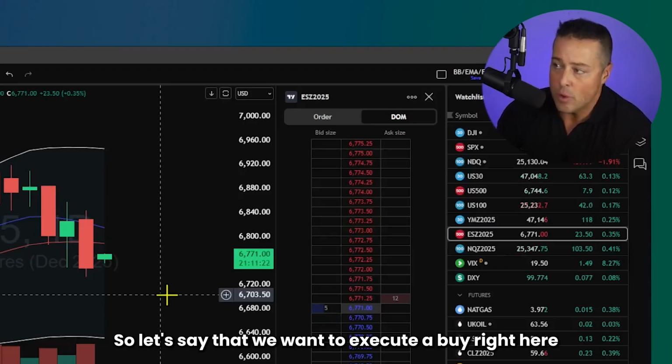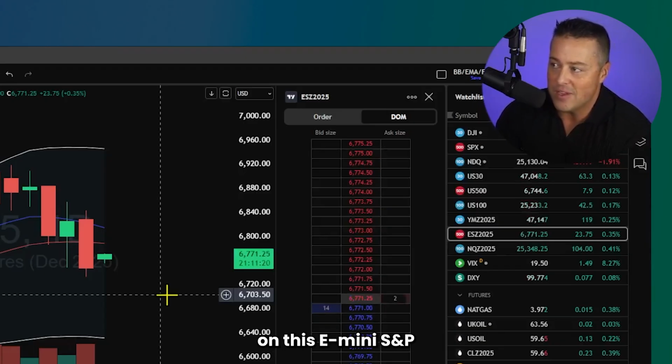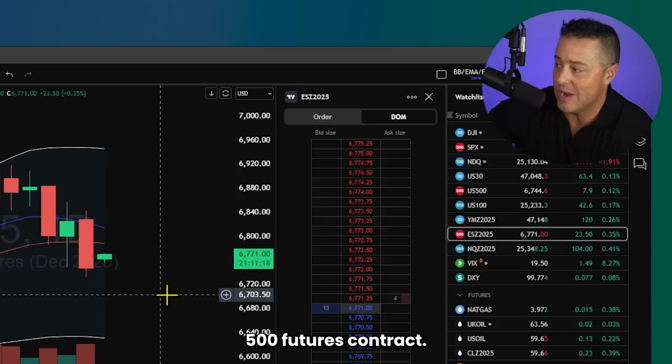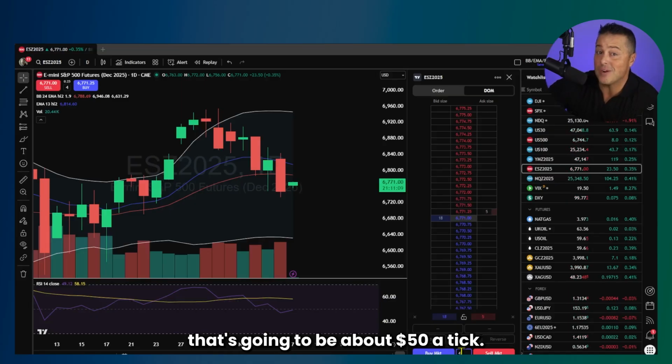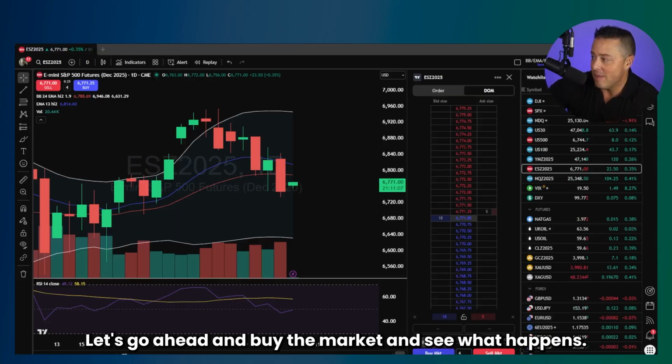So let's say that we want to execute a buy right here on this E-mini S&P 500 futures contract. Let's say I want to go on the market. So how many contracts? Let's go ahead and trade 4 contracts here. That's going to be a big trade. That's going to be about $50 a tick. Let's go ahead and buy the market and see what happens.